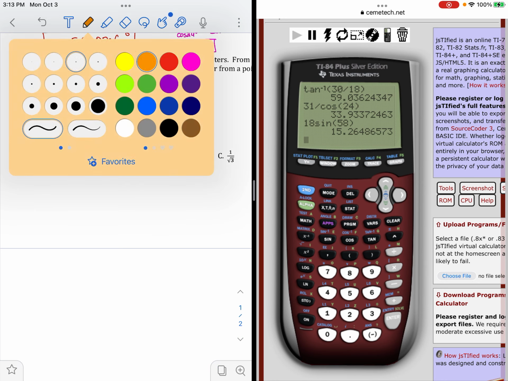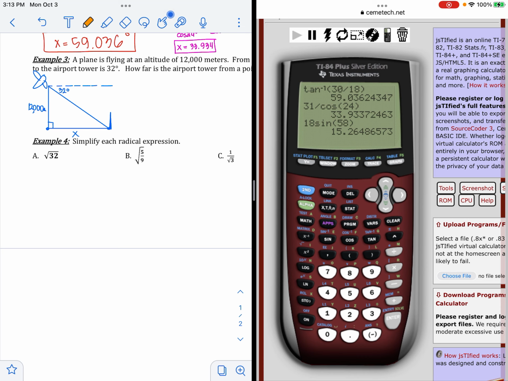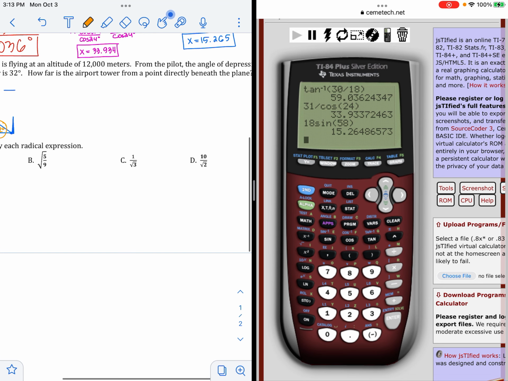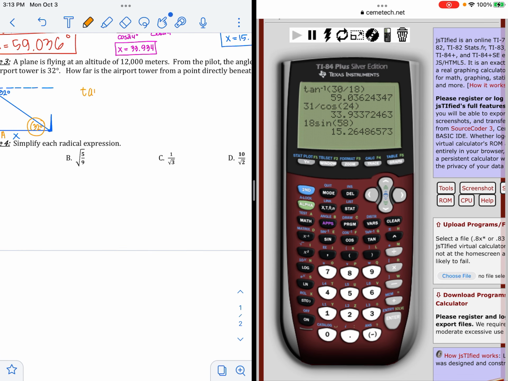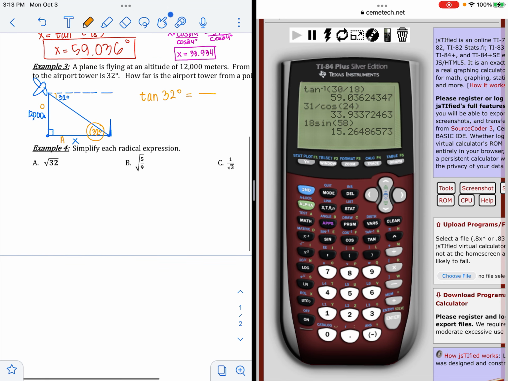All right, now we can use SOHCAHTOA to find this. If you notice, we have no angle inside the triangle, but because we have parallel lines, we know alternate interior angles are congruent, and this is 32 degrees. So now I can use this angle in the triangle. I have this is opposite, this is adjacent, so I'm using tangent. So we're going to say tangent of 32 degrees is equal to TOA, SOHCAHTOA, O over A. Opposite, which is 12,000, over adjacent, which is what I'm looking for.